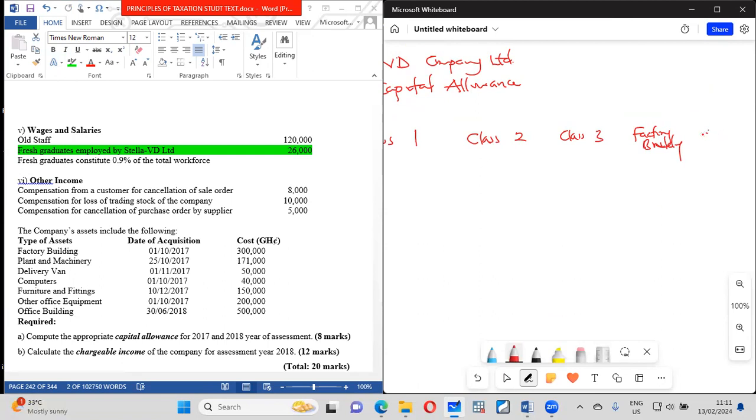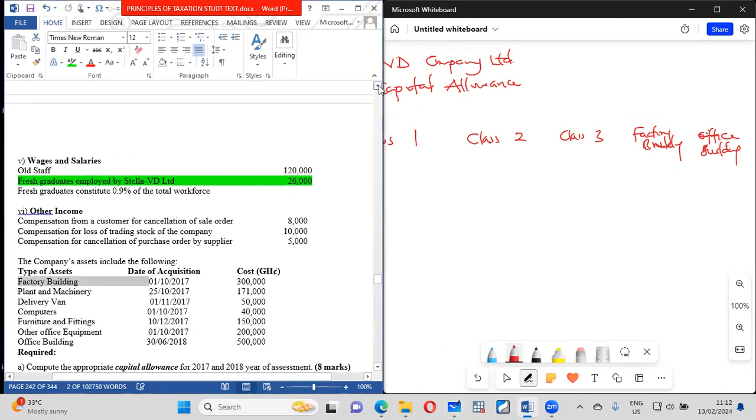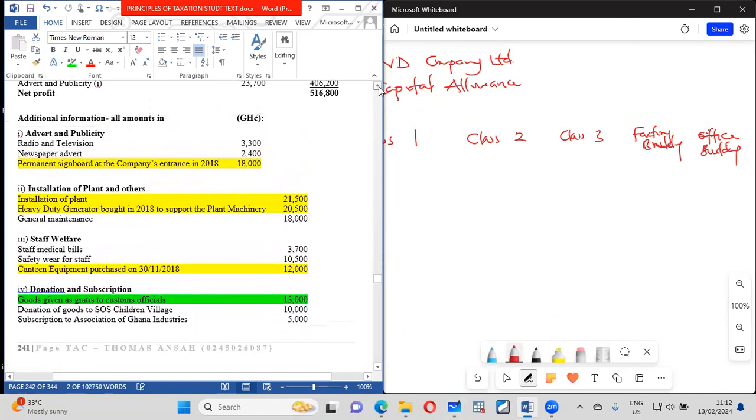So we have factory office building now. Okay. Is there any other assets? So let's now add the assets. Do your best to now add all the assets that you need to add. But don't forget there were some assets inside here.